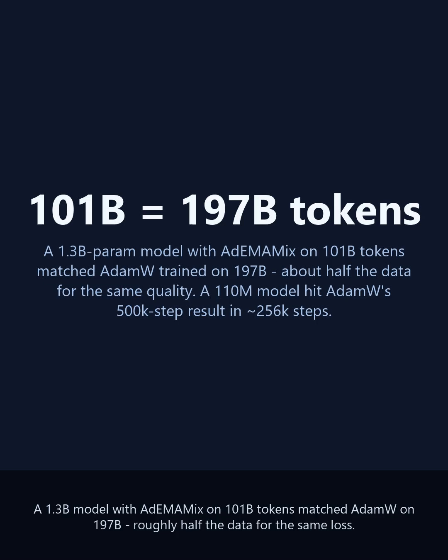And here are the headline numbers from the paper. A 1.3 billion parameter model trained with AdEMAMix on 101 billion tokens matched an AdamW model trained on 197 billion tokens, roughly half the data for the same quality. On a smaller model, AdEMAMix reached AdamW's 500,000 step result in about 256,000 steps. Old gradients, it turns out, were worth keeping.